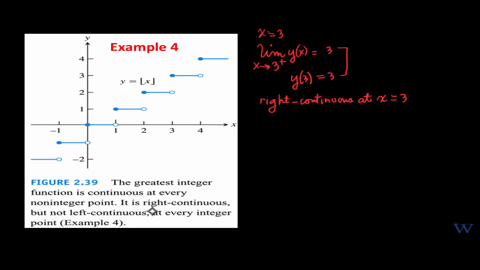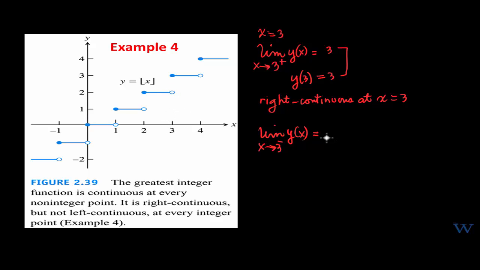Now why is it not left continuous? Well, let's take the limit of y of x as x approaches 3 coming from the left. So when you're coming from the left, you're evaluating the greatest integer less than or equal to a number, but since you're coming from the left, it has to be less than 3. So say the greatest integer of 2.8. The greatest integer of 2.8 is 2. The greatest integer of 2.9 is 2, etc., etc.